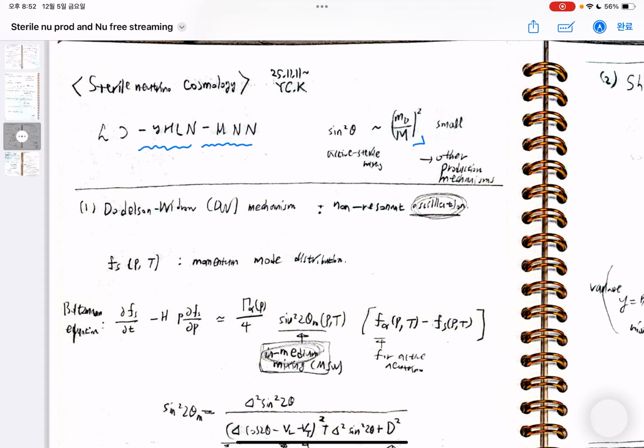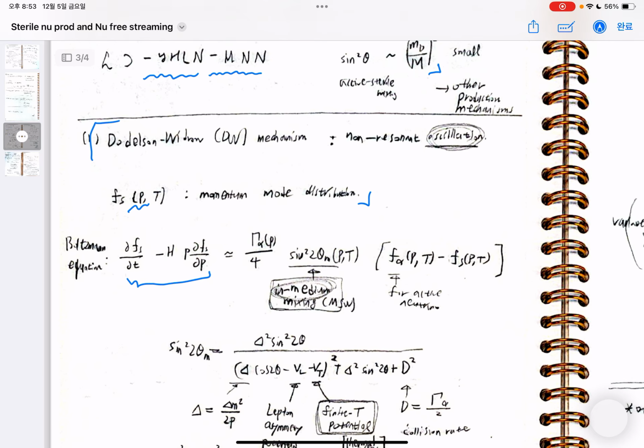The first one is the Dodelson-Widrow mechanism. This adopts a non-resonant oscillation. In the early universe, we need to consider the thermal effect with the temperature dependence. The Boltzmann equation is for the distribution function with the dependence on the momentum p. The left-hand side is just the time derivative and the momentum derivative of the distribution function. On the right-hand side, there are contributions from the decay or scattering.